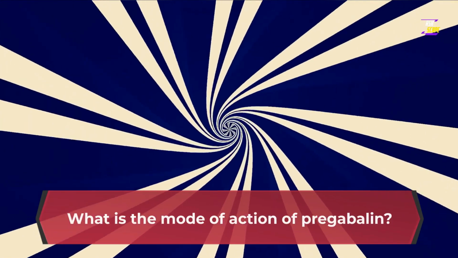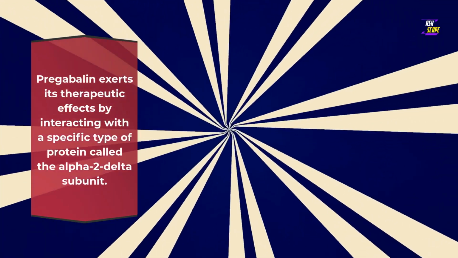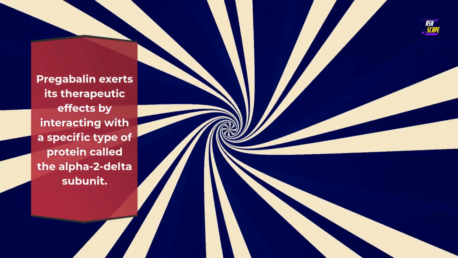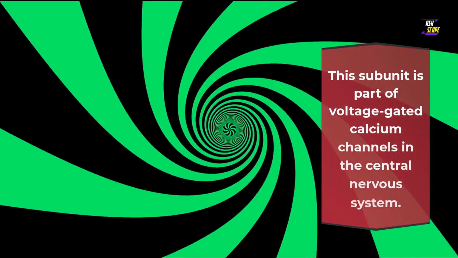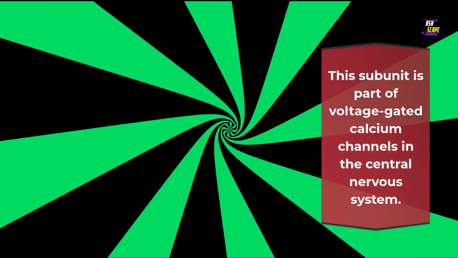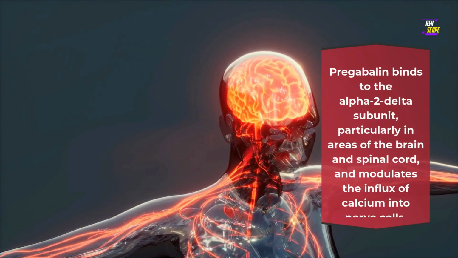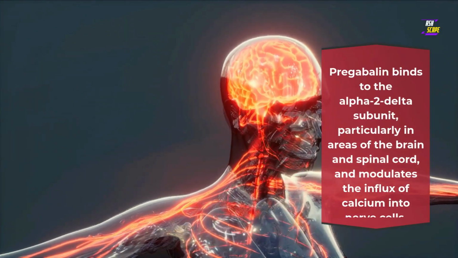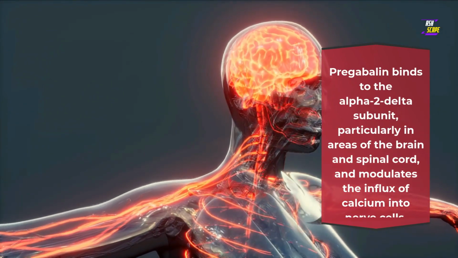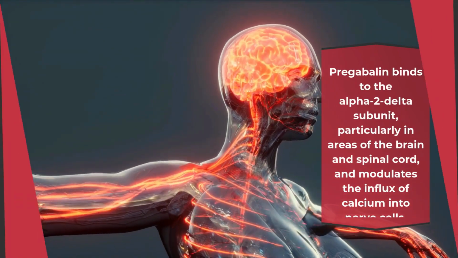What is the mode of action of pregabalin? Pregabalin exerts its therapeutic effects by interacting with a specific type of protein called the alpha-2 delta subunit. This subunit is part of voltage-gated calcium channels in the central nervous system. Pregabalin binds to the alpha-2 delta subunit, particularly in areas of the brain and spinal cord, and modulates the influx of calcium into nerve cells.